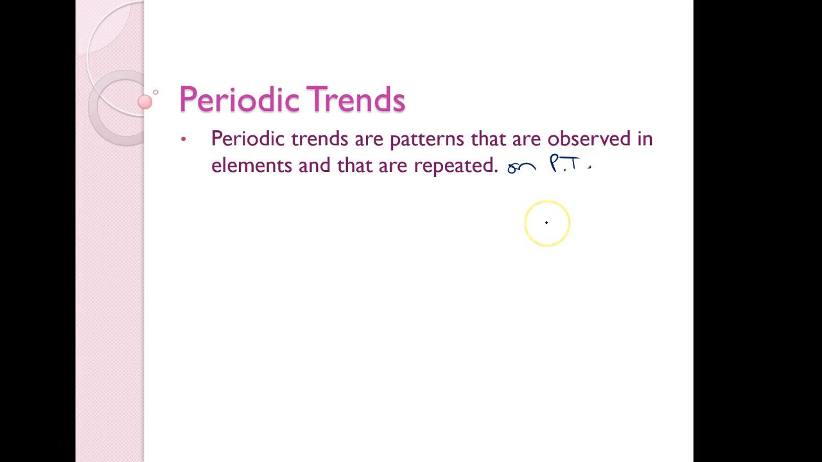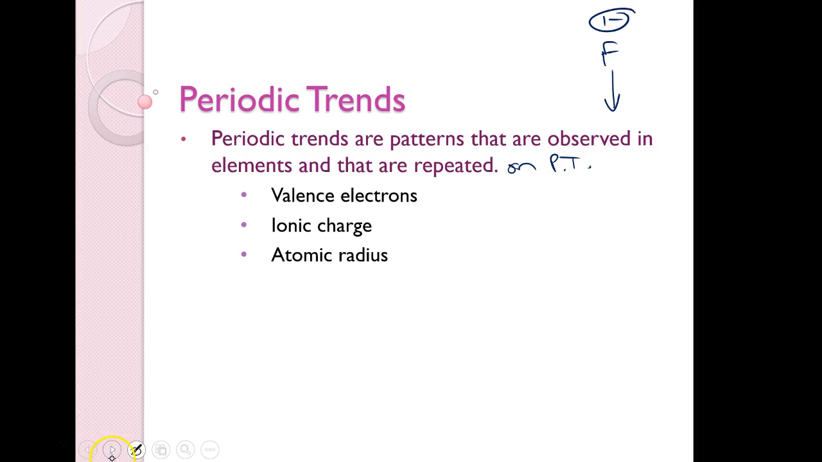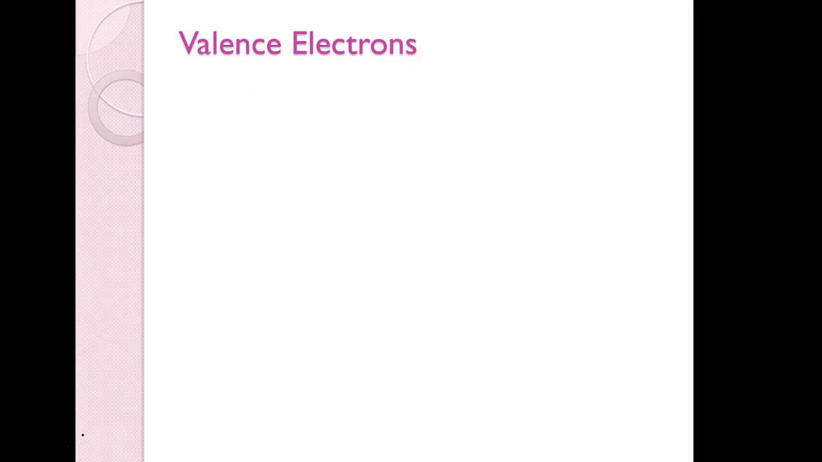Periodic trends are patterns that are observed in elements and are repeated on the periodic table. For example, I told you guys, put at the top of fluorine, put a -1. And that means everything in that column gets a -1 charge. That is a periodic trend. So valence electrons, ionic charge, atomic radius, ionization energy. Those are all four periodic trends we're going to talk about. So valence electrons we'll talk about first.